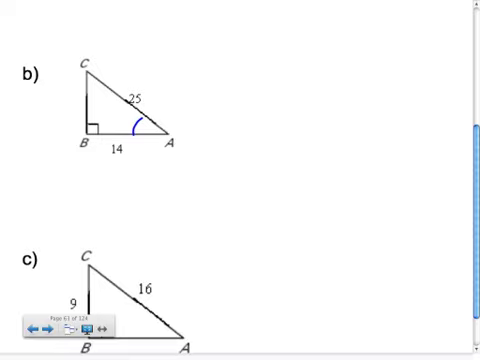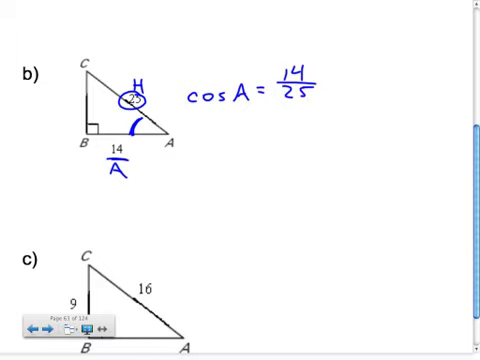So the first thing I do is I look at it. This is the angle I'm trying to find. I know this is my hypotenuse. I know the 14 represents the adjacent side. So SOH CAH TOA tells me to use cosine. So the cosine of A equals adjacent over hypotenuse.